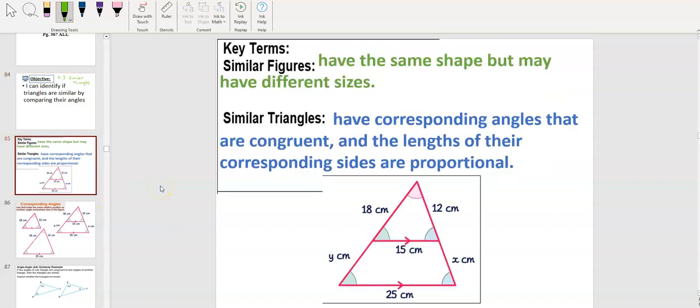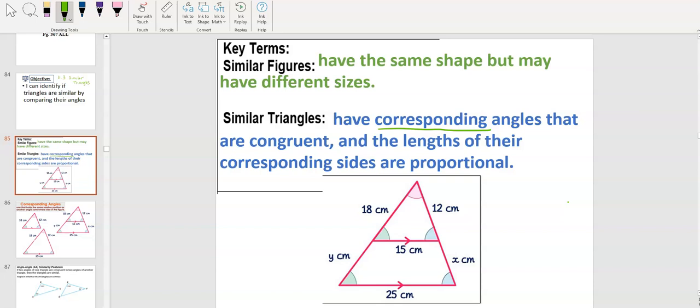All right, first thing in your notes is to write down your key terms. So first we need to remind ourselves what similar figures are. Similar figures have the same shape but may have different sizes. Similar triangles are basically similar figures, but specifically they have corresponding angles that are congruent and the lengths of their corresponding sides are proportional. So having this word corresponding in here, we've talked about corresponding angles a lot.